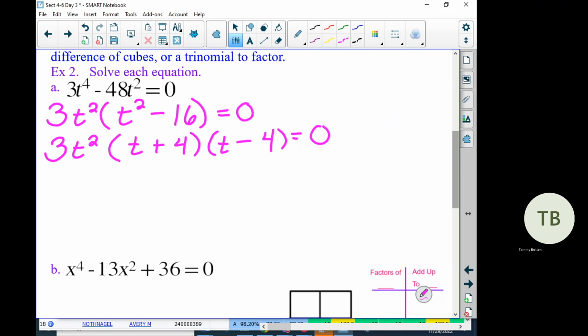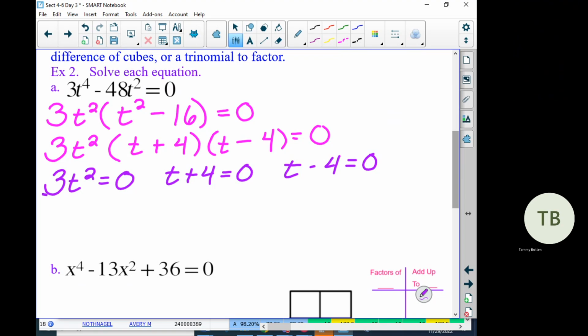Now, what makes this different is that it's set equal to 0. What we've done so far is factored it, and the whole reason you factor is so you can find what x is. So now what I'd have to do is set the 3t squared equal to 0, the t plus 4 equal to 0, and the t minus 4 equal to 0, and solve each of those.